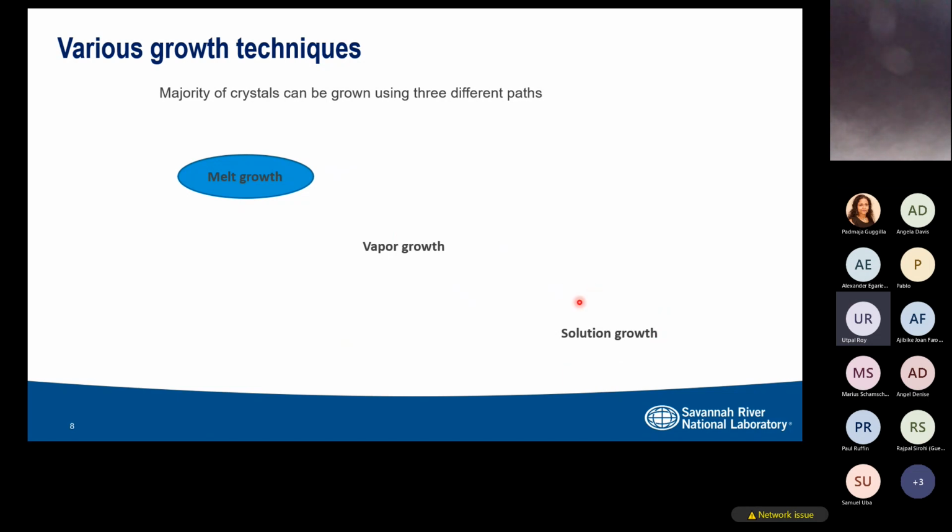For example, sodium chloride, that is the salt we eat every day. You can grow it either by melting, the melting point of sodium chloride being about 800 degrees centigrade, or you can dissolve it in water, make a saturated solution and let the solution evaporate a little bit, and you can see some crystals growing at the bottom of the solution. So that is called solution growth. You are basically growing the crystal from a suitable solution.